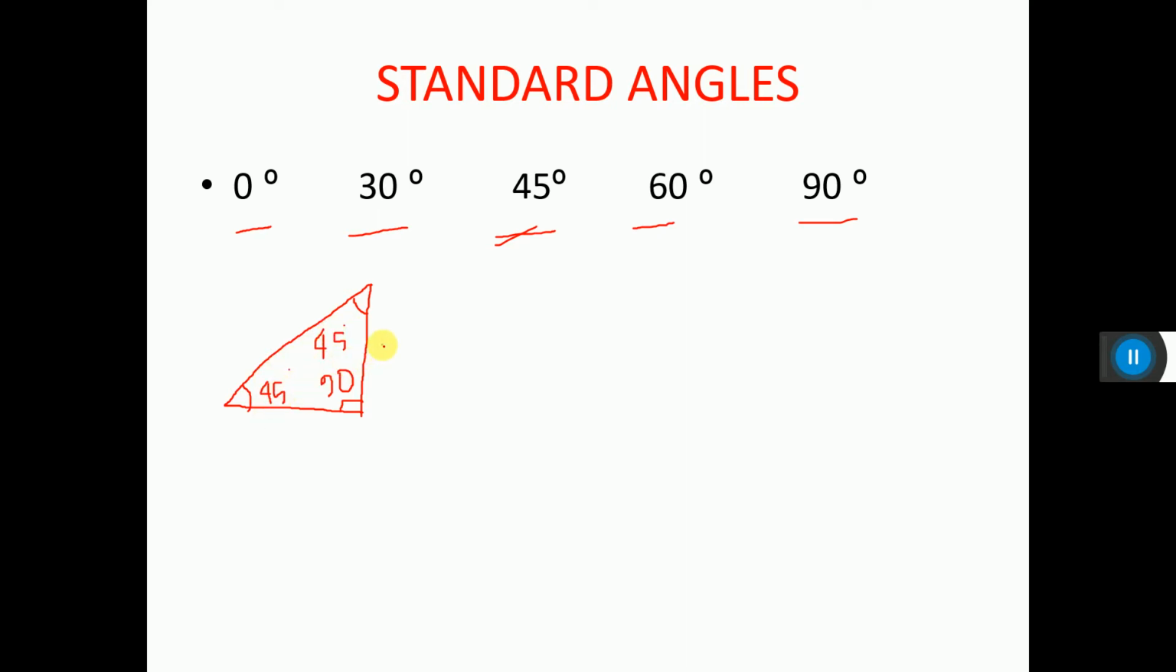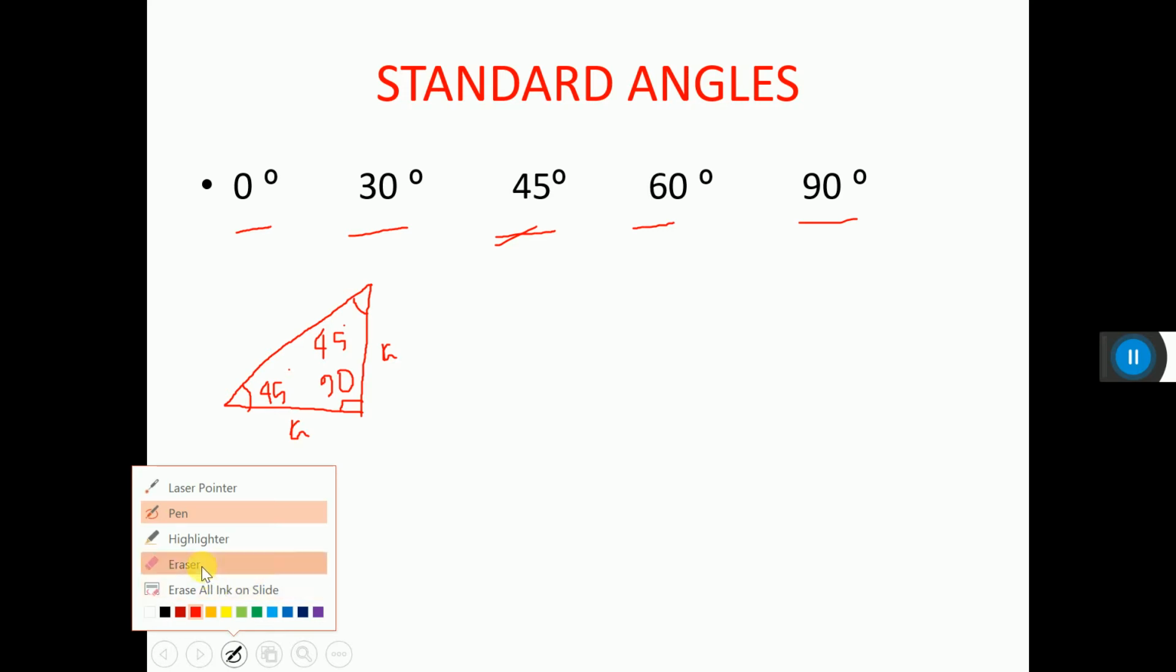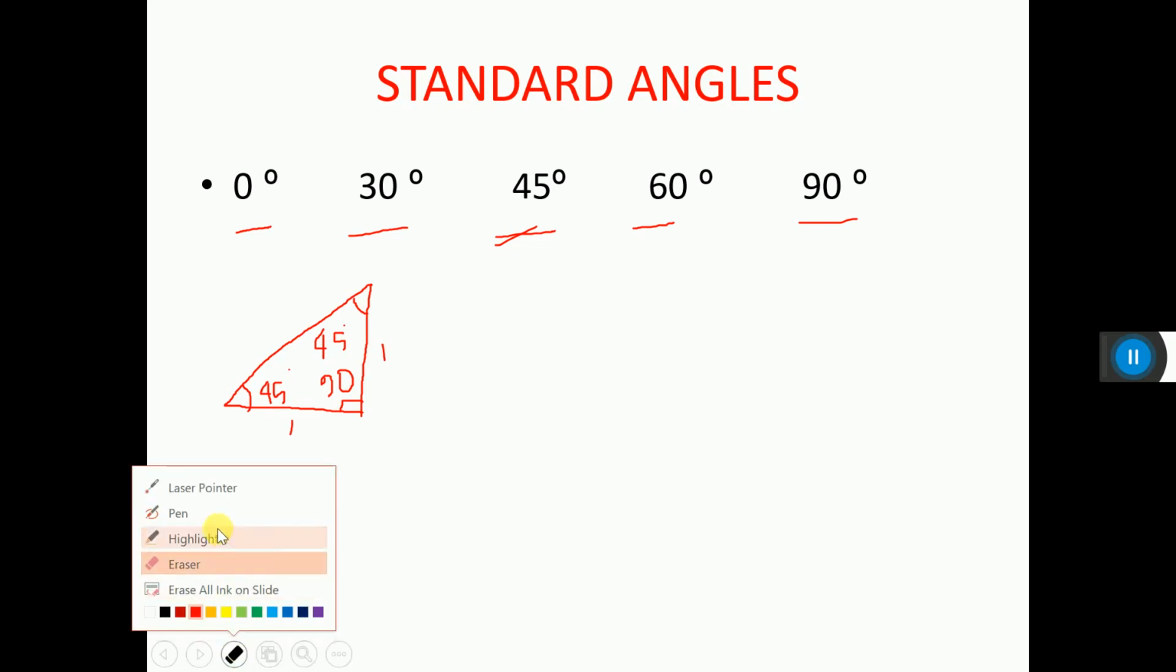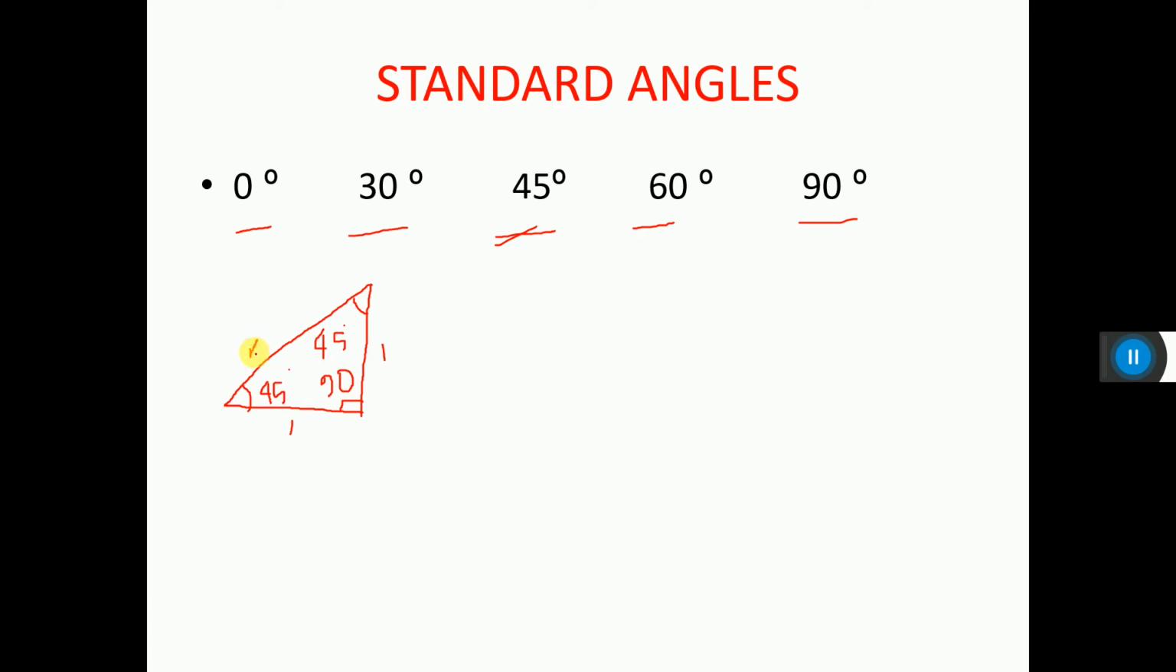This one and this one are equal. If you consider them as A, this is A and this is A. Anything you can consider. I am considering 1, and this is 1. Now the hypotenuse, you consider x.